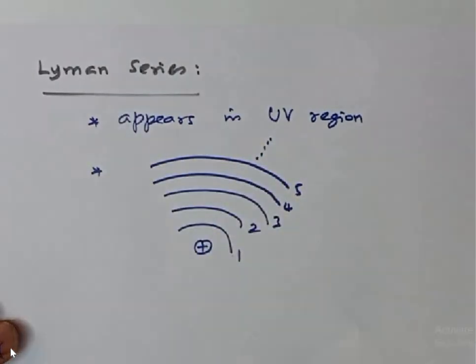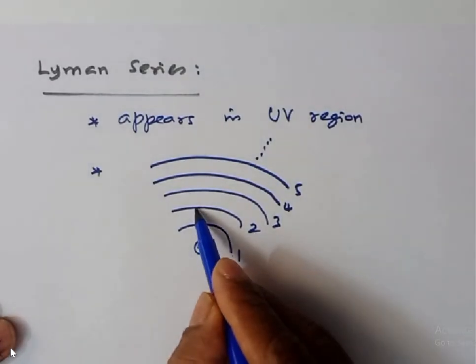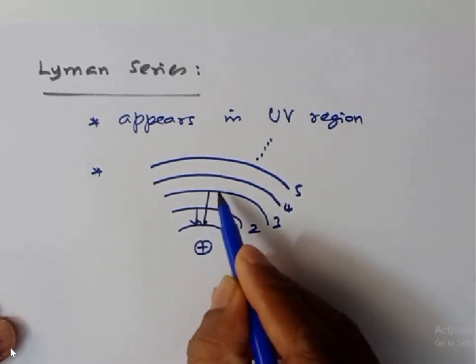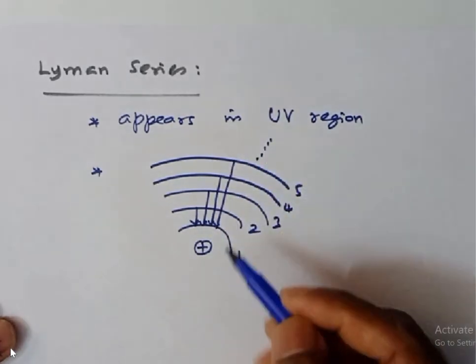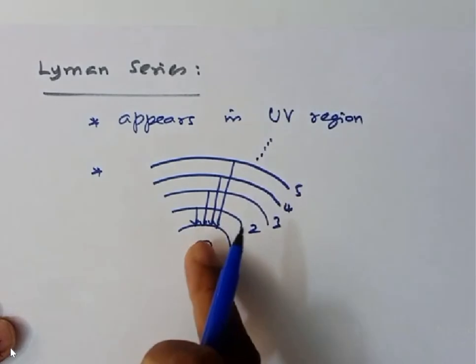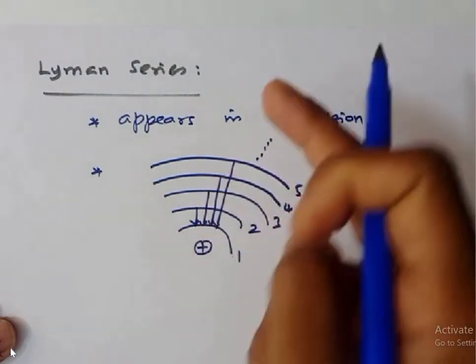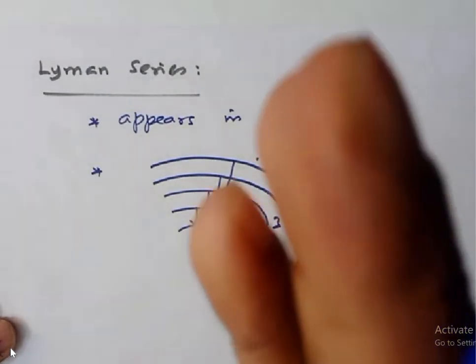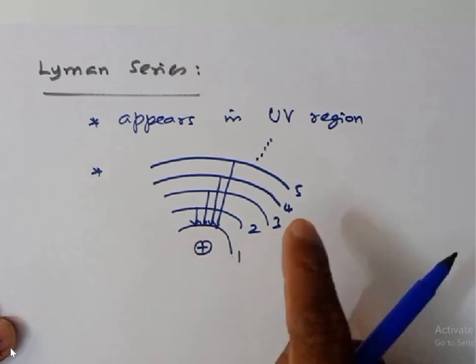Then we get Lyman series. Lyman lines appear when transition takes place from 2 to 1, 3 to 1, 4 to 1, 5 to 1, 6 to 1, 7 to 1, right? Any higher level to the first level, to the ground level, okay? This transition will produce line radiations, and these radiations create a line in the photographic plate, and those lines are called Lyman lines. See what I'm trying to say?